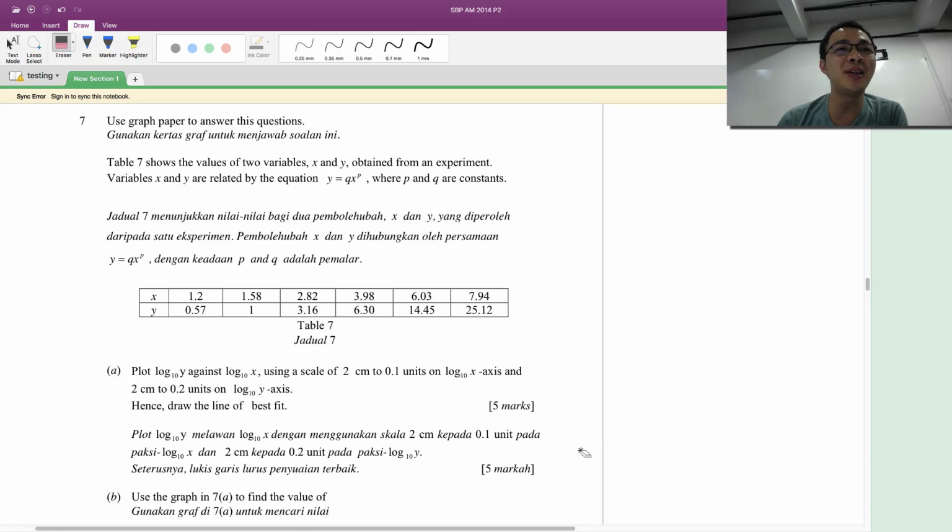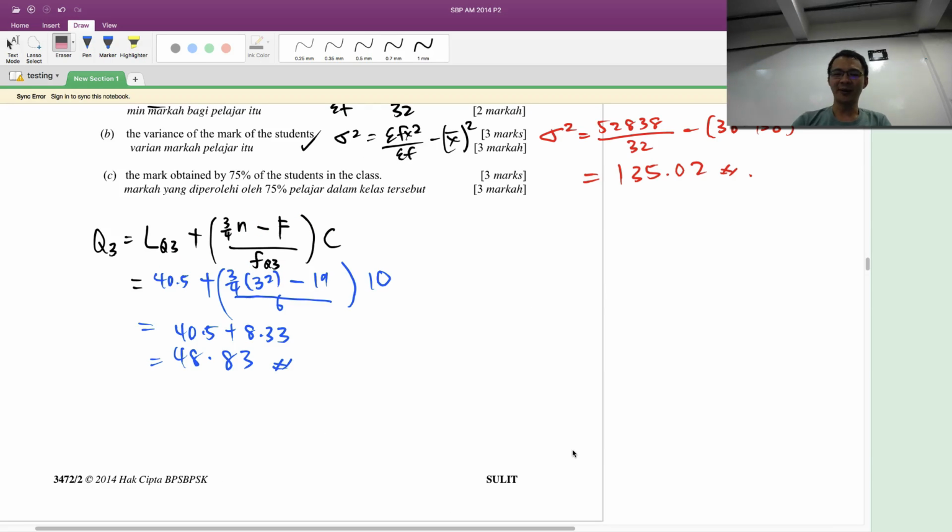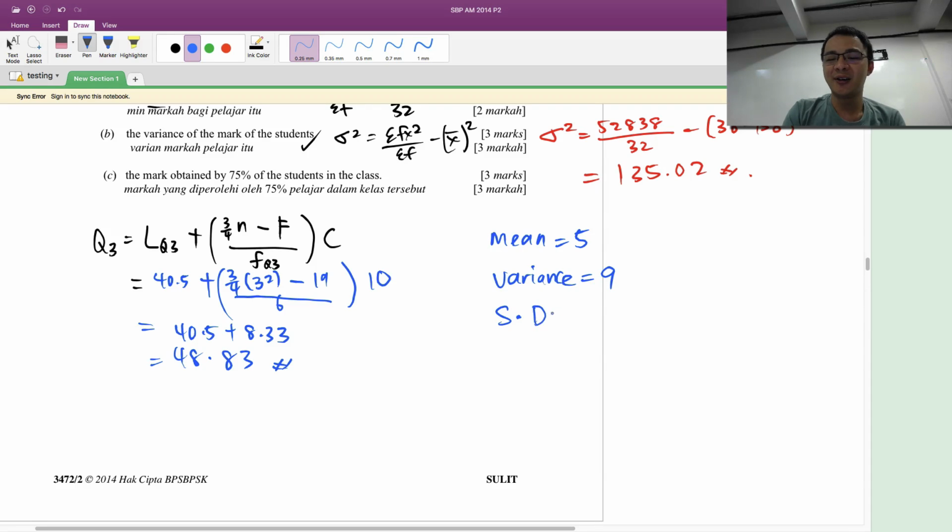How to find the new mean and the new variance? I also was confused about that. Okay, since you asked about this, if the question asks you to find the new mean, let's say I give you the mean equals 5, the variance equals 9, and the standard deviation equals the square root of variance, which is 3. Now I say all the numbers multiply by 2 and then minus 7. This is the condition.